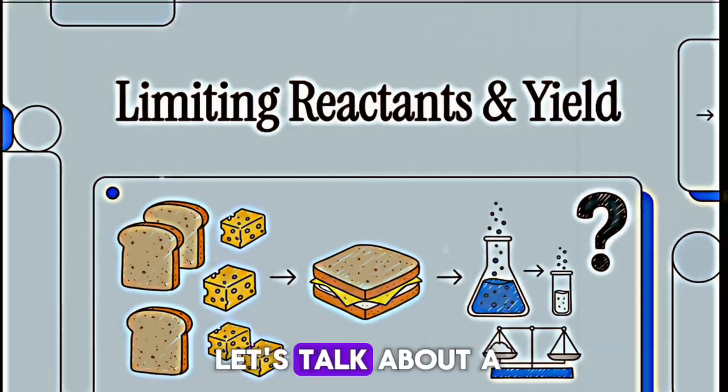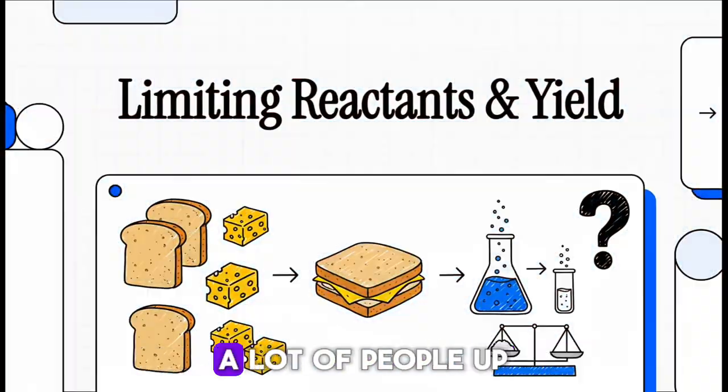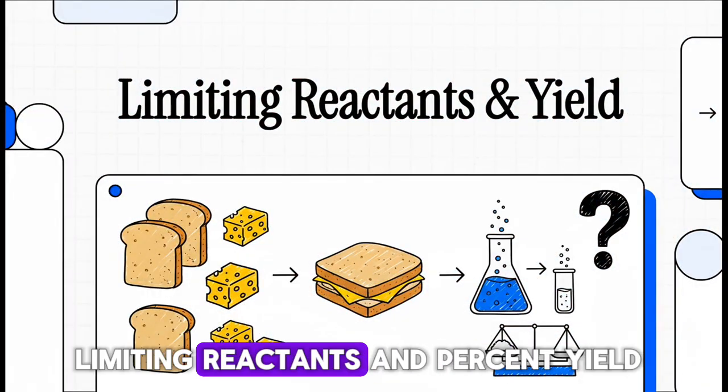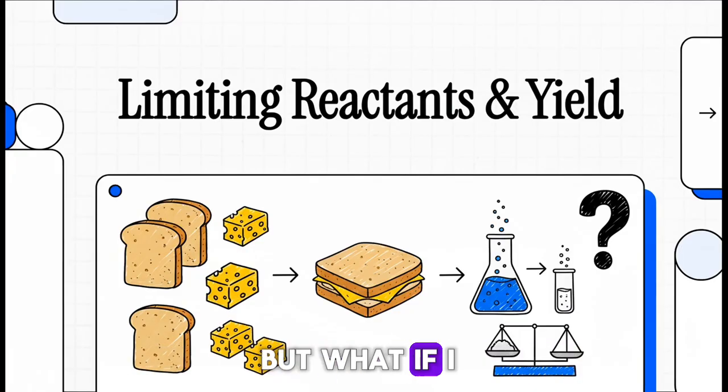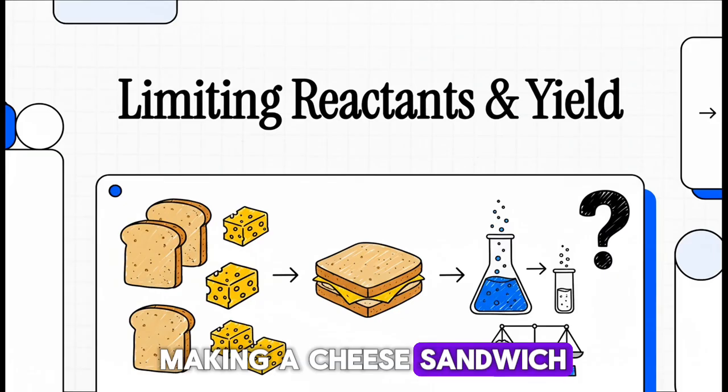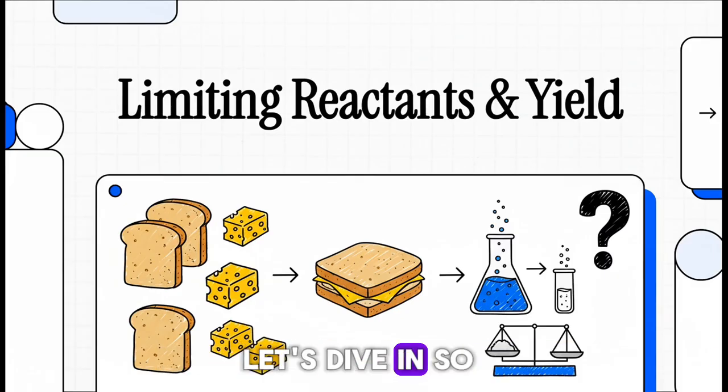All right, let's talk about a chemistry concept that trips a lot of people up, limiting reactants and percent yield. But what if I told you the secret to totally getting it is as simple as making a cheese sandwich? Yeah, really. Let's dive in.